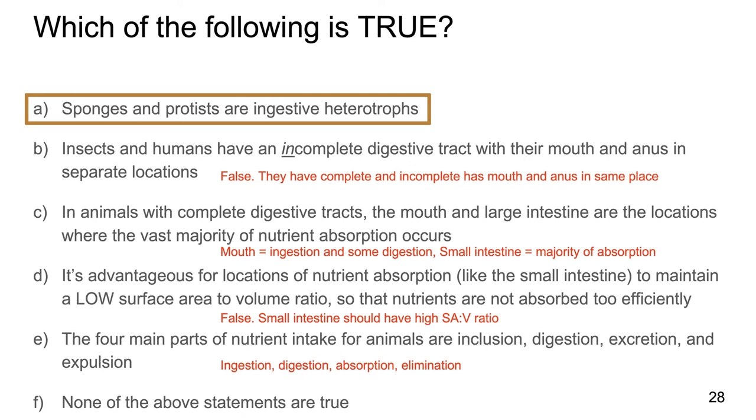It's the small intestine. It's advantageous for locations of nutrient absorption, like the small intestine, to maintain a low surface area to volume ratio. That's false. They want to have a really high surface area to volume ratio, so the nutrients are absorbed very efficiently. The four main parts of nutrient intake for animals are not inclusion, digestion, excretion, expulsion. They are ingestion, digestion, absorption, and elimination.